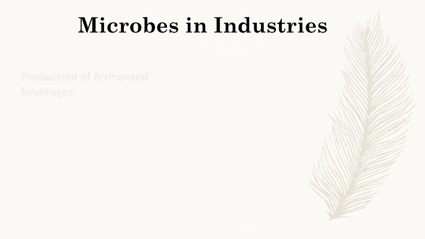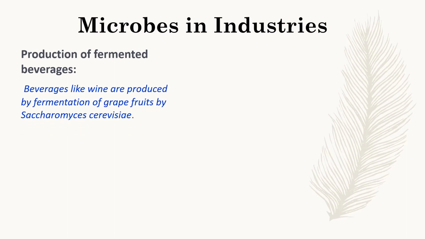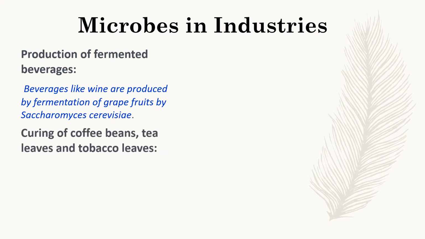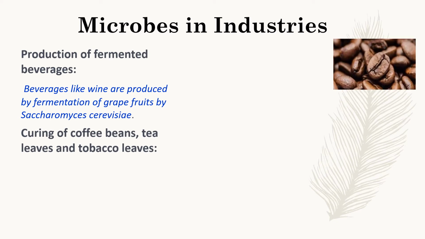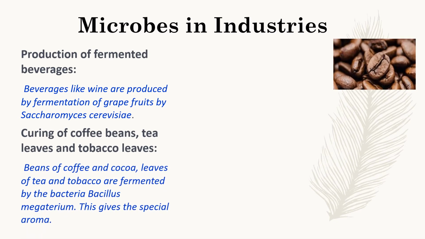Microbes in industries. Production of fermented beverages. Beverages like wine are produced by fermentation of grape fruits by Saccharomyces cerevisiae. Curing of coffee beans, tea leaves, and tobacco leaves. Beans of coffee and cocoa, and leaves of tea and tobacco are fermented by the bacterium Bacillus megaterium. This gives the special aroma.